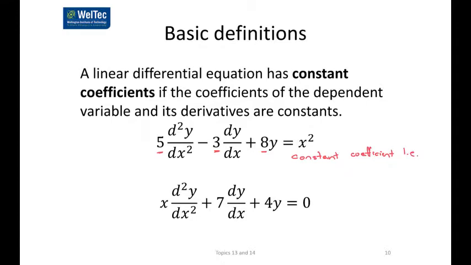But compare that with the next one. This is not a constant coefficient linear equation, because the coefficient of the second derivative is x, so it's not a constant. So that's what makes the difference there. The first one, all the coefficients are constants. The second one, the second derivative has a coefficient of x.